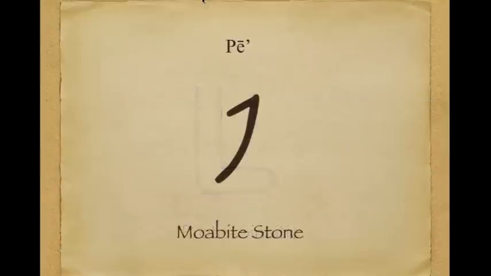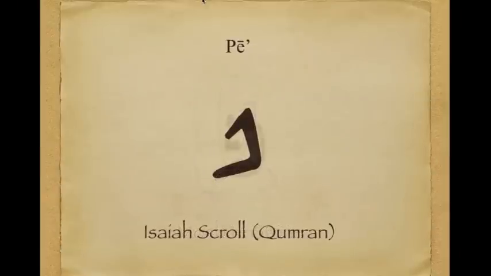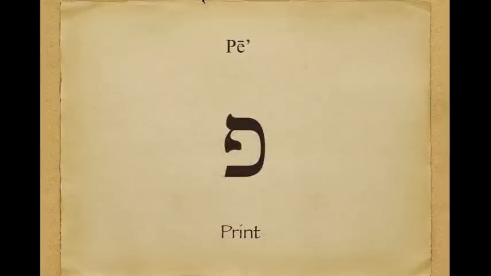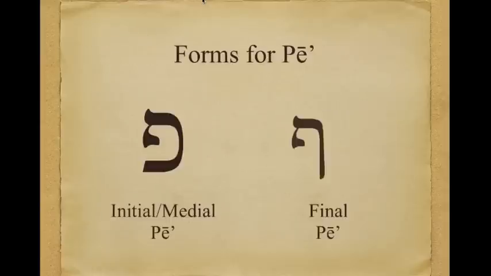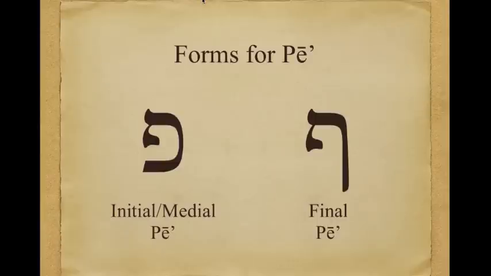The letter Pei gets its name from the word for mouth. Pei is another one of those letters that has two pronunciations. With the dagesh, Pei sounds like the letter P in package. Without the dagesh, Pei sounds like the letter F in food. Pei is also one of those letters that has two forms that relate to its placement in a word.